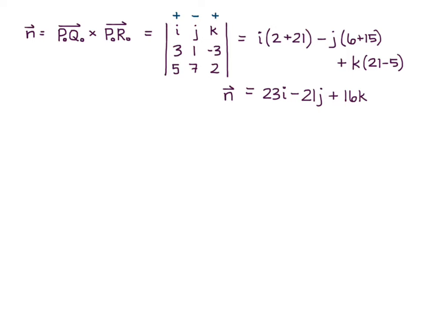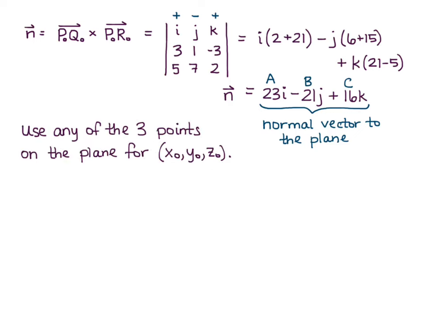That's what I'm going to use for my A, B, and C in the equation for the plane. Next, I can use any of the 3 points on the plane for x naught, y naught, z naught. I know that I need some point on the plane and a normal vector to the plane to make my equation. So I'm going to go ahead and pick P naught. I'm going to use the point 0, negative 2, 4.